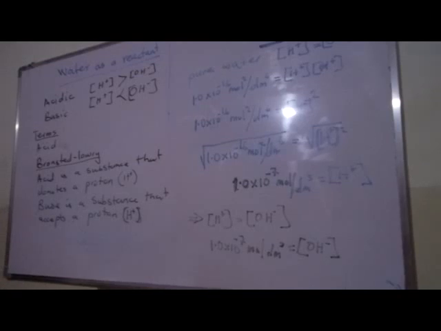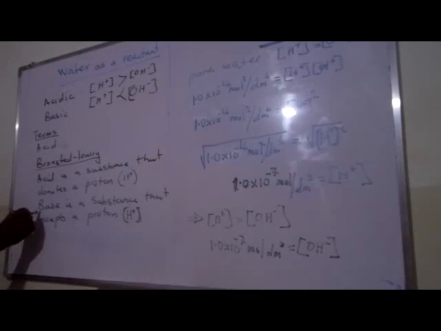Arrhenius says that any substance dissolved in water that produces hydrogen ions as the only positively charged ions is an acid. Whereas a base is any substance which, when dissolved in water, produces hydroxide ions as the only negatively charged ions. A Lewis acid is a substance that accepts a pair of electrons. A Lewis base is a substance that donates a pair of electrons. But in biochemistry, what is useful is the Bronsted-Lowry acid and base, defined in this way.